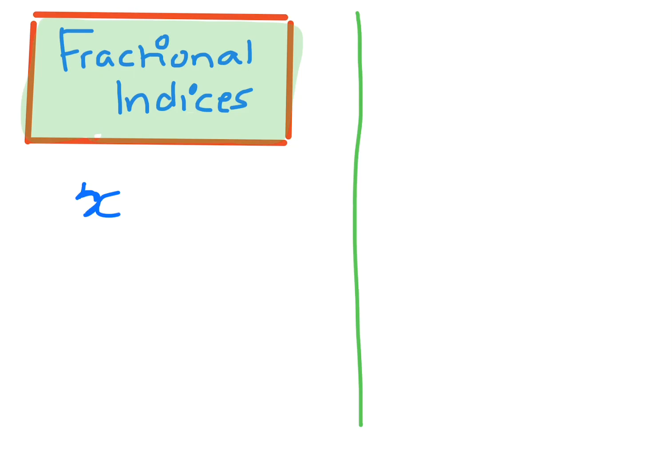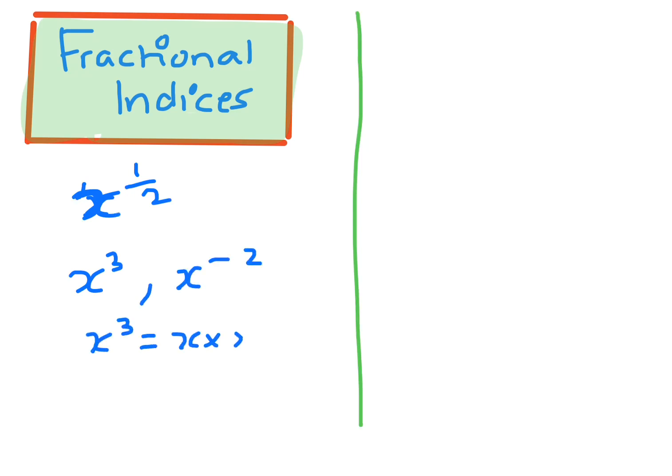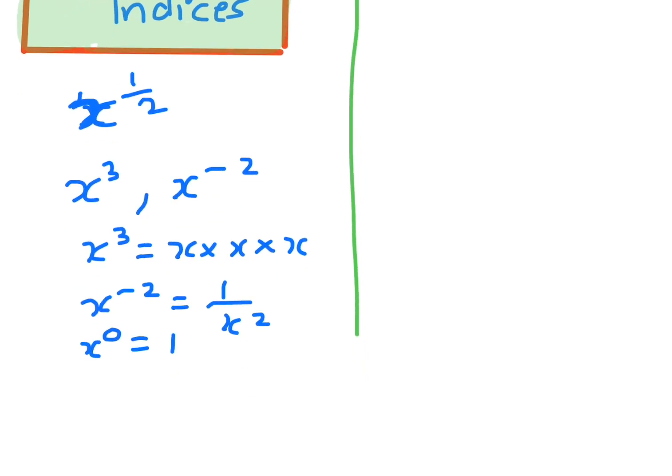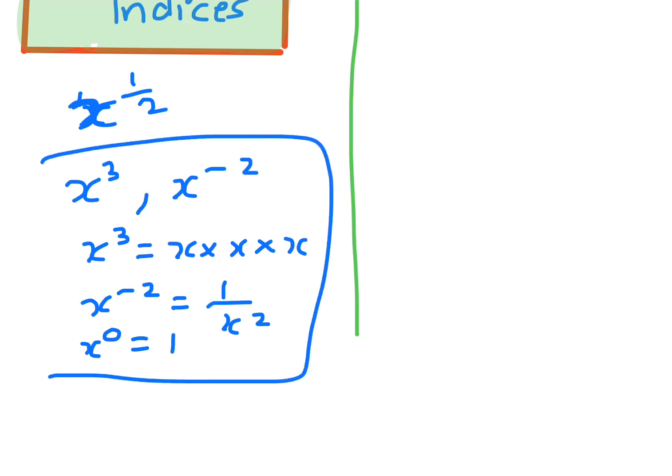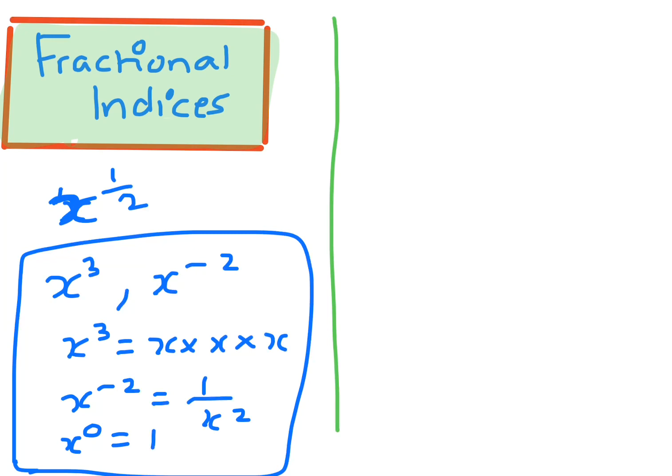We're just going to run through fractional indices. Like, what does an index of a half mean? We've done indices of whole numbers, like x to the 3, and negatives. X to the 3 just means x times x times x. That's what that 3 means. X to the minus 2 means 1 over x to the 2. We know anything to the power of 0 is 1. But what does it actually mean when you have a fractional index, like x to the power of a half?